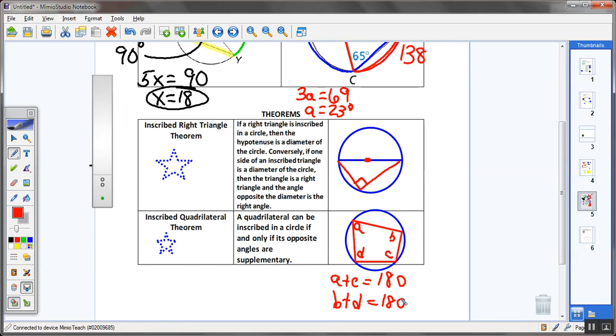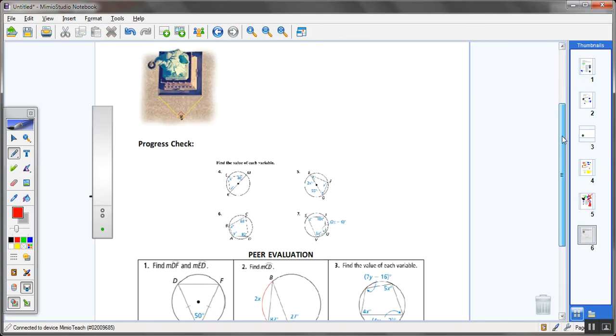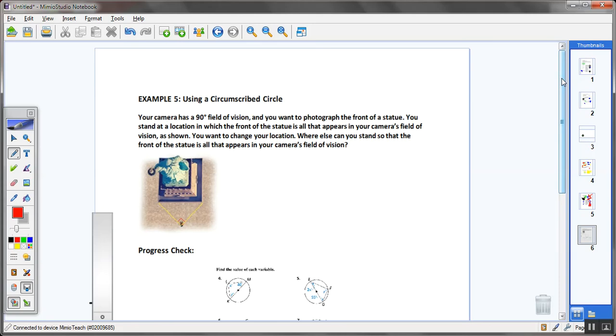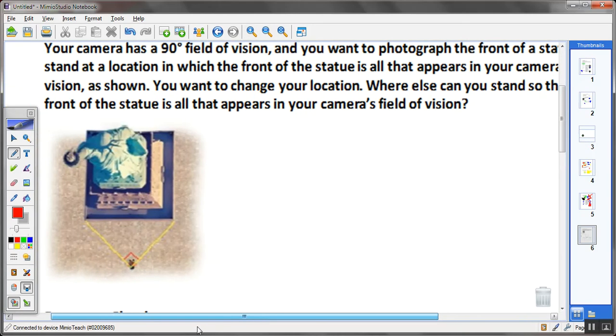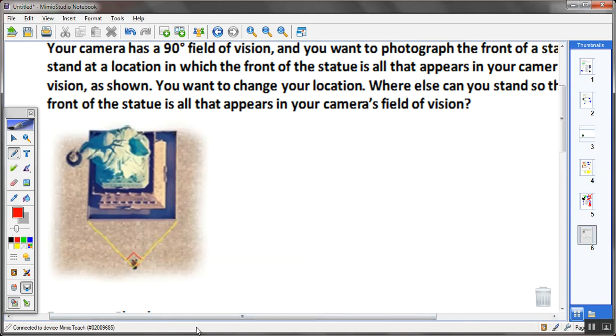Oh, I got an interesting problem on the next page. Let's go. Here we go. I need a volunteer to read this problem here for me. Your camera has a 90-degree field of vision, and you want to photograph the front of a statue. You stand in a location in which the front of the statue is all that appears in your camera's field of vision as shown. You want to change your location. Where else can you stand so that the front of the statue is all that appears in your camera's field of vision? Simply put, they're saying where can I stand so that I get this whole line right here.